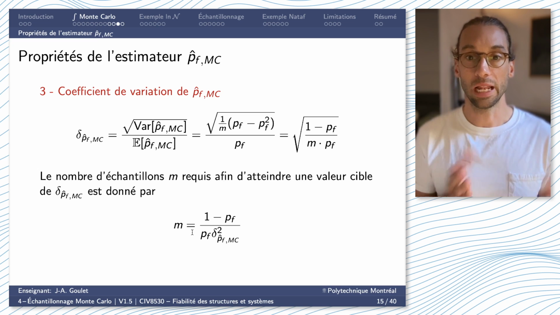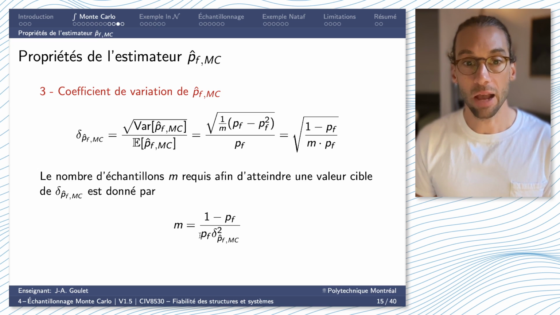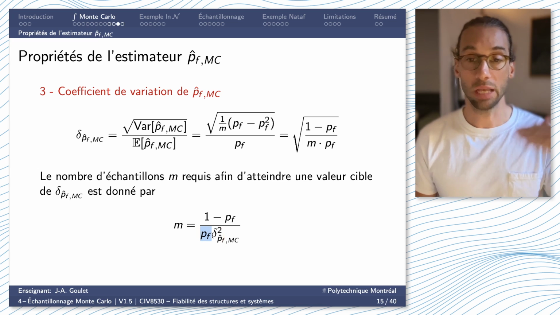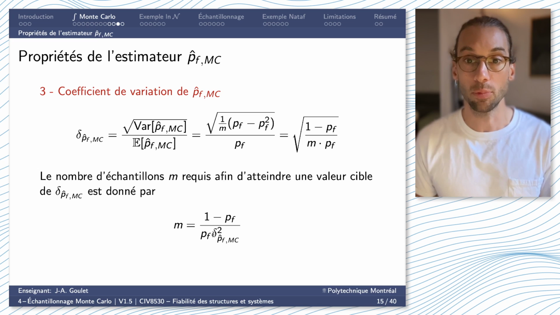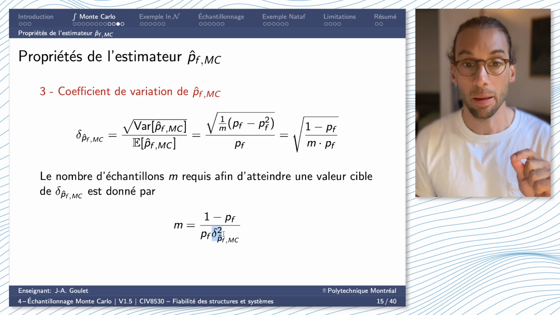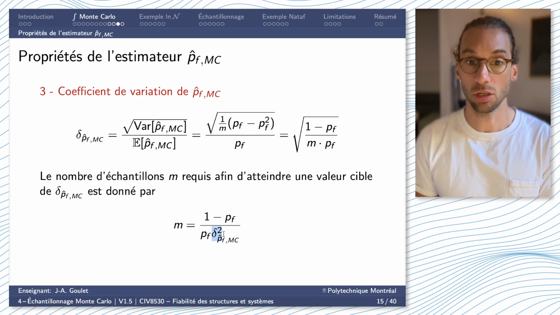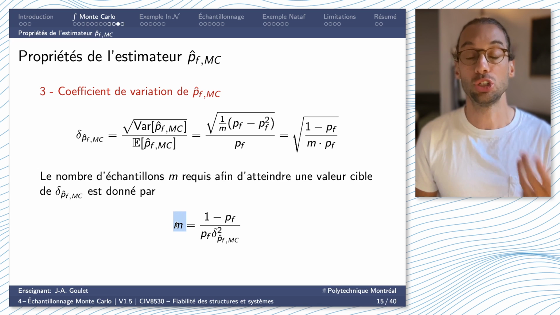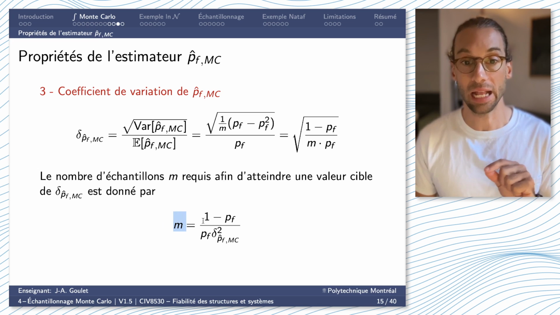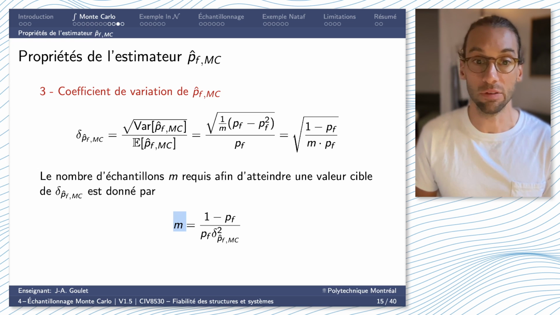So what it allows me to do is say, if I want to estimate a probability of failure that is at a given range, say 10 to the minus 4, and I want to evaluate it up to a given precision as defined by the coefficient of variation, in that case, that's going to dictate how many samples m I should be taking to reach that level of precision for a given probability of failure.